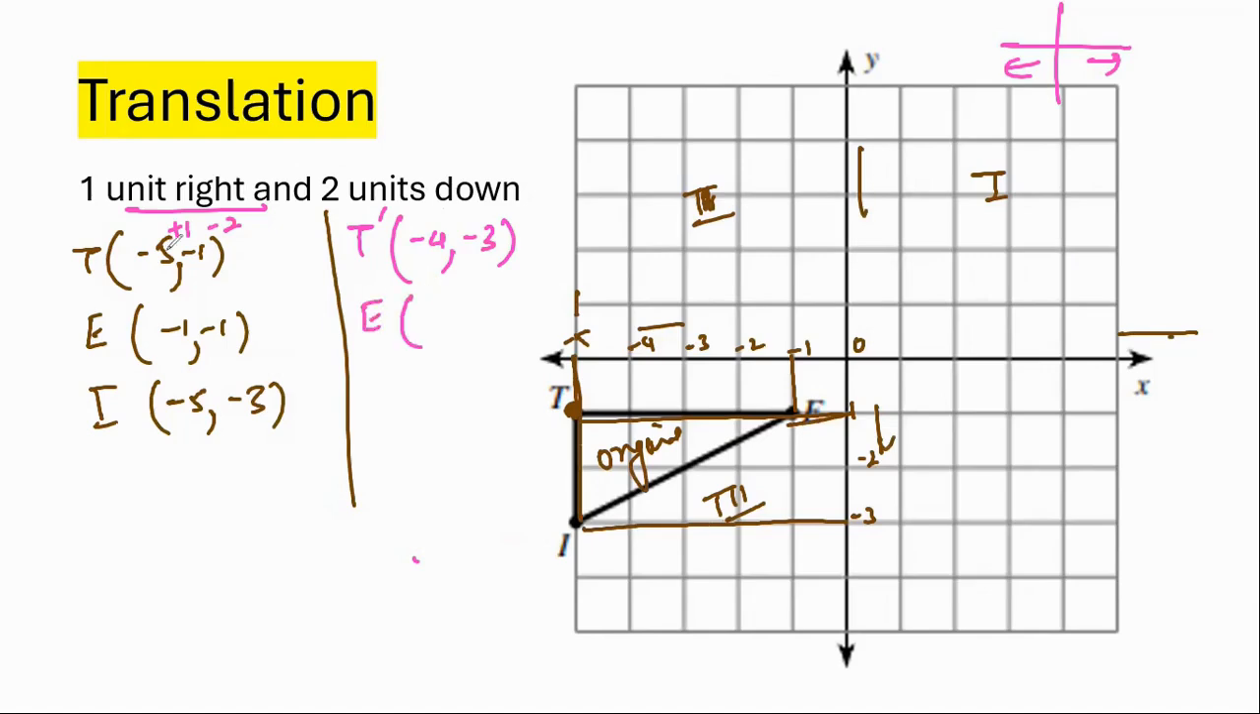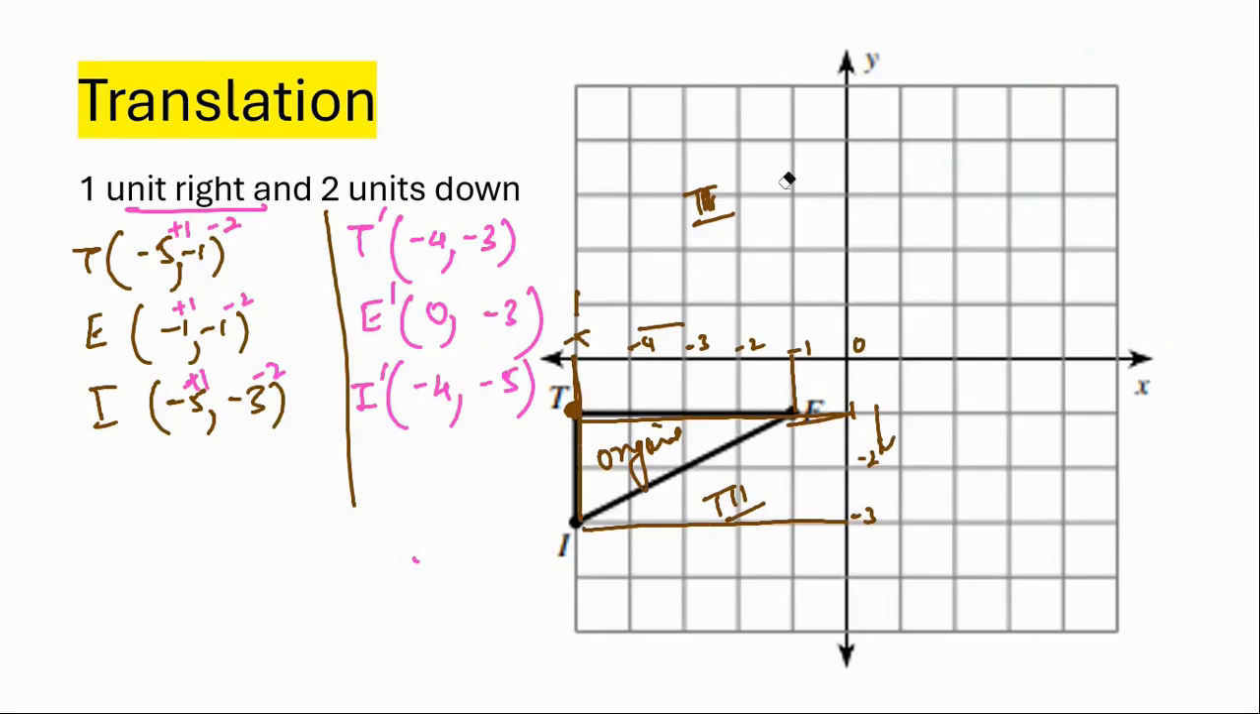Same with E, I'm adding 1 to this. So -1 plus 1 is 0, and -1 minus 2 gives me -3. Then for I, I have -5, plus 1, because I am adding 1 to the x-axis, that becomes -4. And I am subtracting 2 from the y-axis, that gives me -5. So these are my new shape coordinates, right? So let's draw it.